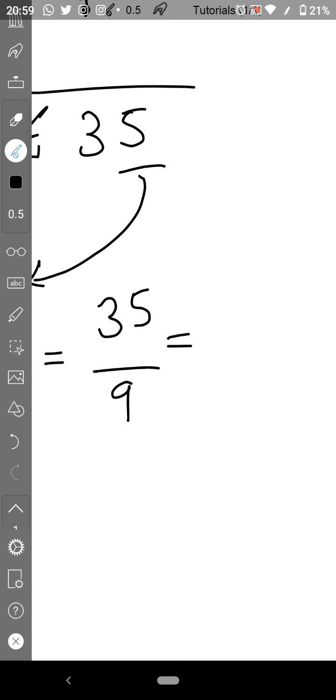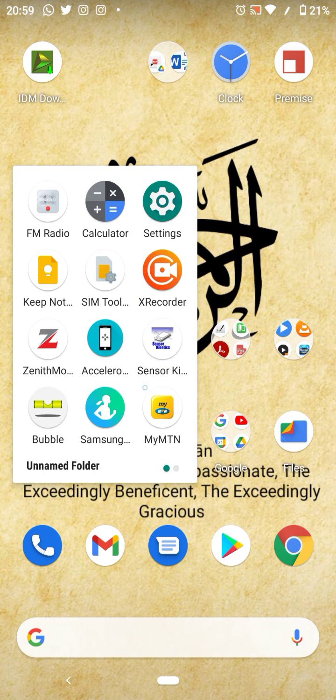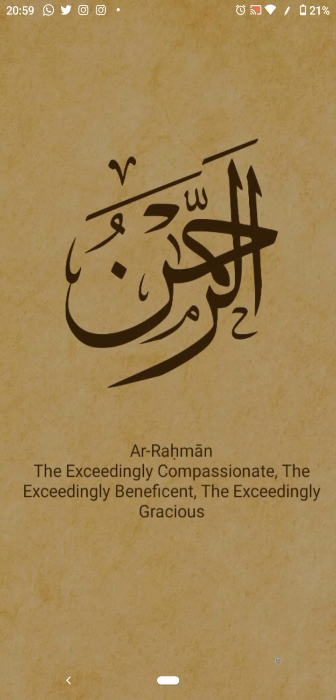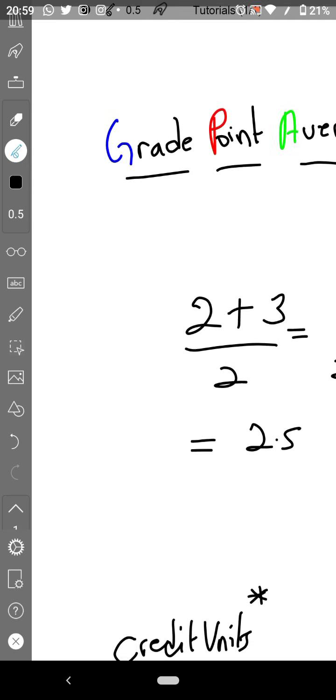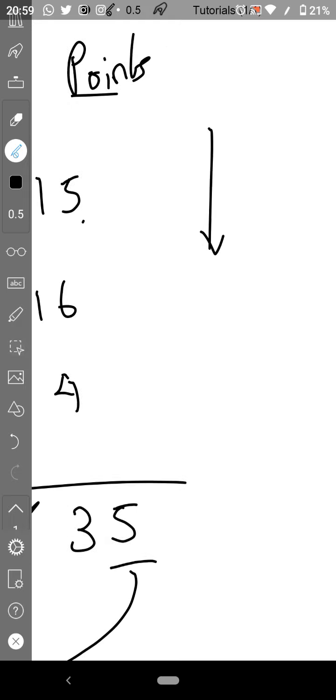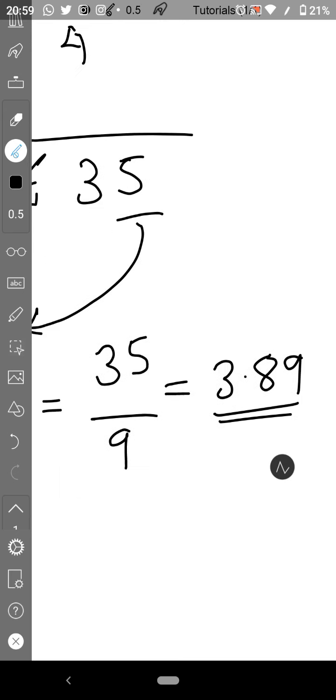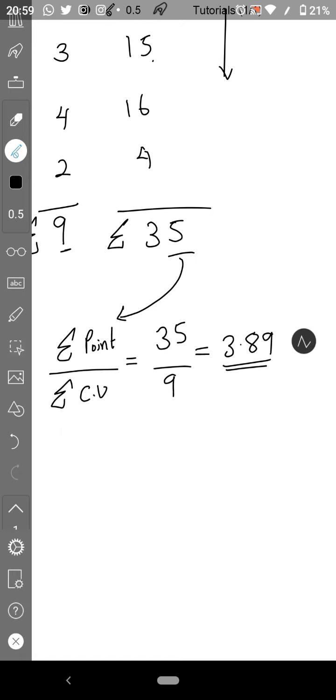So 35 divided by 9, quickly, let me just skip to the calculator. It's 3.88. Continuously, so we can run this up to 3.9. So this is your GPA for the semester.